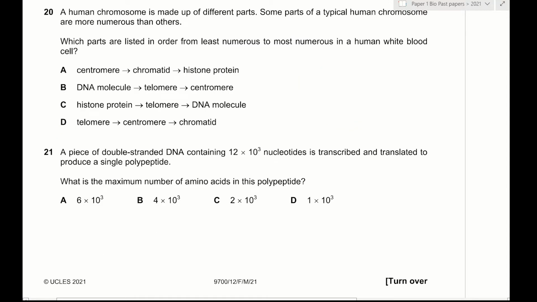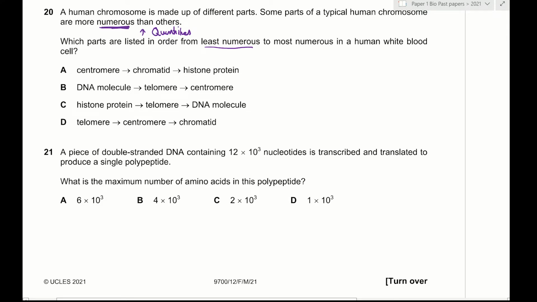20. A human chromosome is made up of different parts. Some parts of a typical human chromosome are more numerous than others, so in higher quantities than others. Which parts are listed in order from least numerous, so the least quantity, to the most numerous in a human white blood cell?